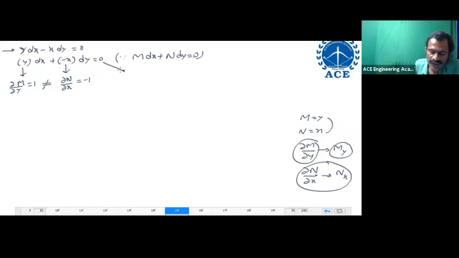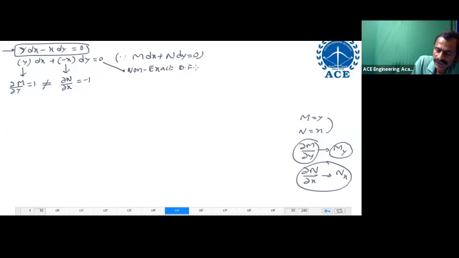So from this we can say that we can solve this problem only by the first two methods. We cannot solve this by the third method. So whenever the exactness condition fails, we cannot solve it by the exact method. Dou M by dou y is not equal to dou N by dou x, so it is not exact. Not exact is called a non-exact equation.